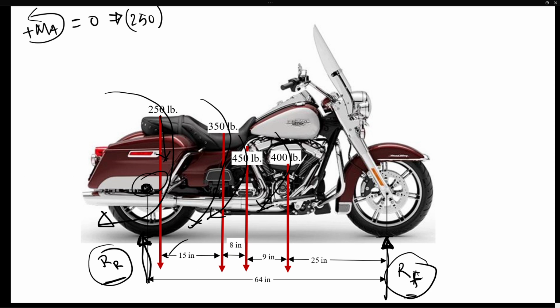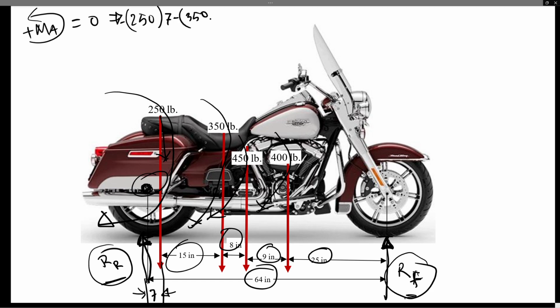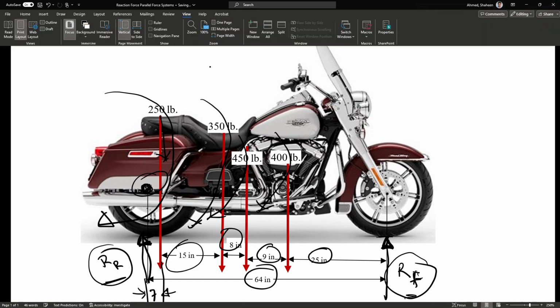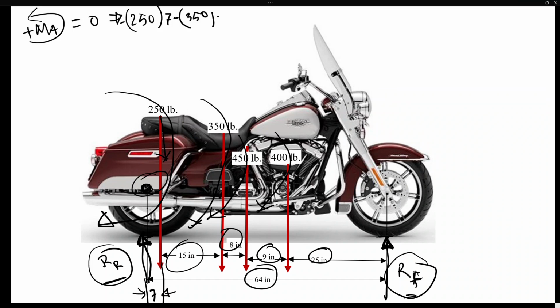So if you subtract all of these numbers from the 64-inch wheelbase, that will give you the distance from the rear wheel of that passenger load, which is 7 inches, I found. So 7 inches, and that is minus, and then minus 350 pounds, and that is 7 inches plus 15. So that's going to be 22 inches, I calculated, minus the 450-pound chassis weight, and that is another 8 inches away. So that's 22 plus 8, so that's 30 inches away, minus the 400-pound engine weight.